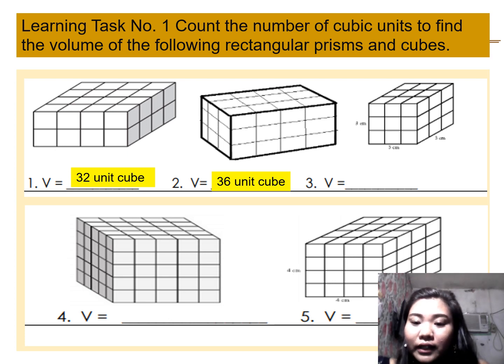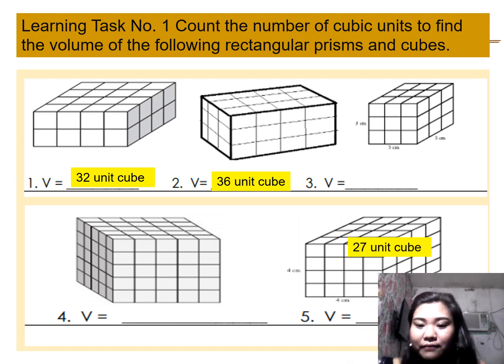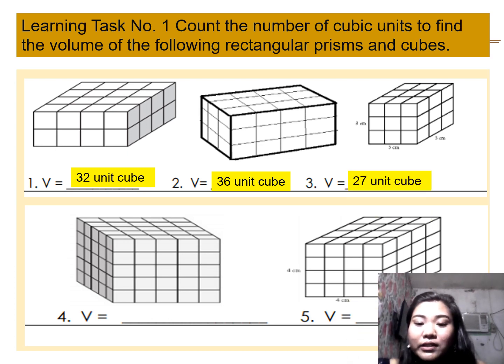Okay? Number 3, what is the volume? The side is 3, so it means it is a cube. So 3 times 3 times 3 is equal to 27. So we have 27 unit cube. Number 4. It is also a cube. Cube by 5. So therefore, the answer will be 125 unit cube. Last but not the least.